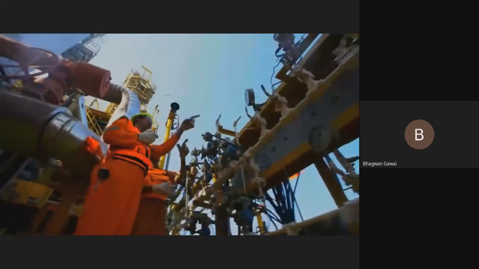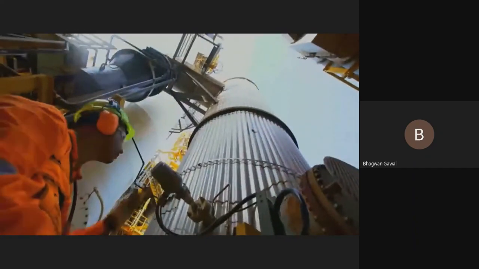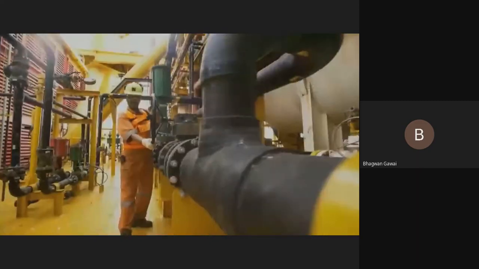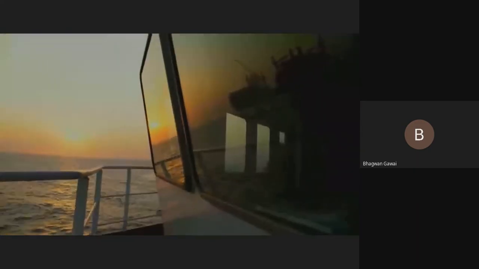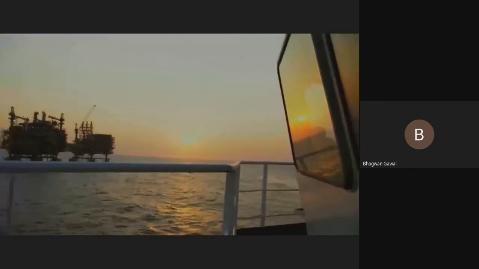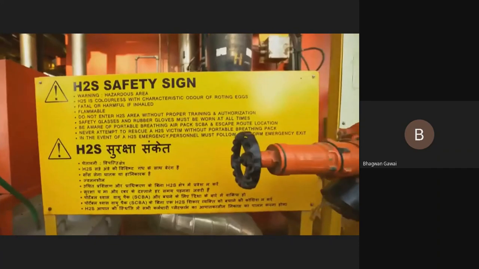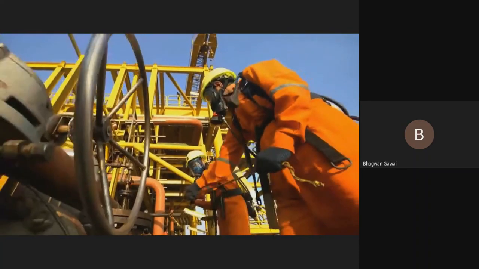With an installed offshore acid gas removal and acid gas disposal system, it can handle sour gas of concentration as high as 40,000 ppm of H2S, an achievement unparalleled globally. But at this concentration of H2S, fatality can occur in seconds.